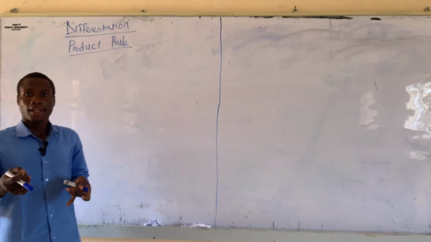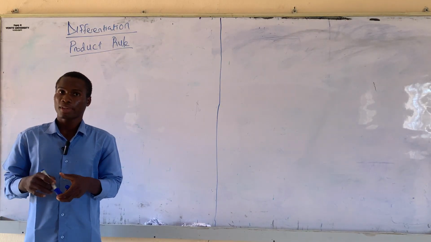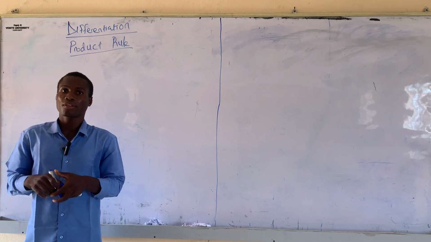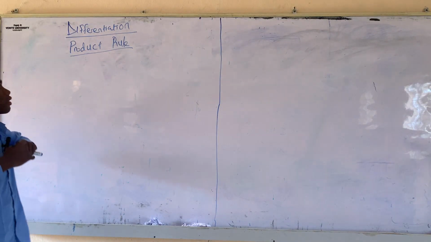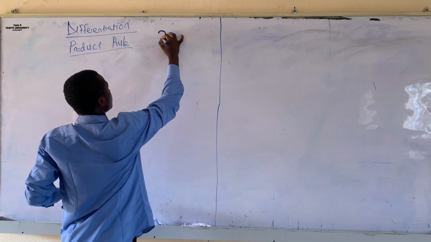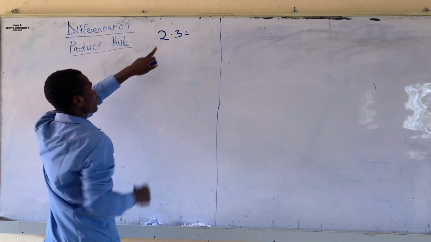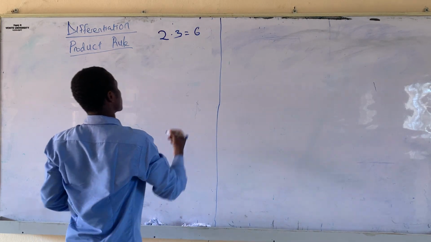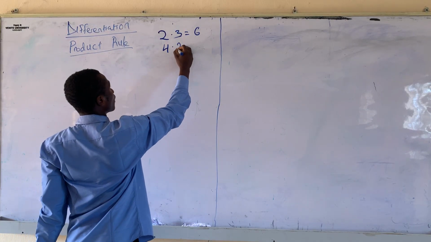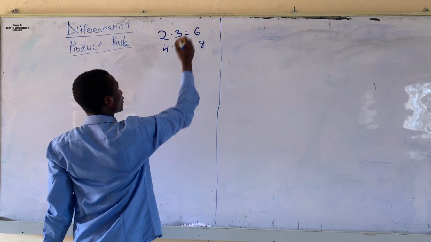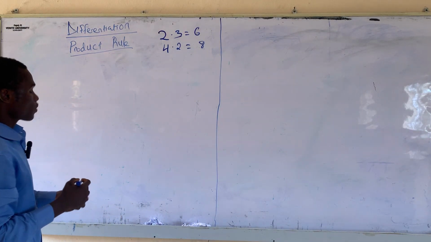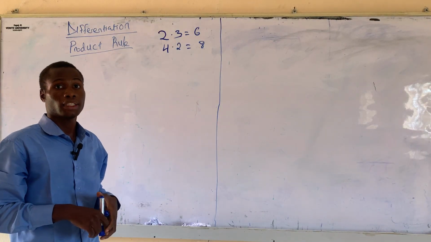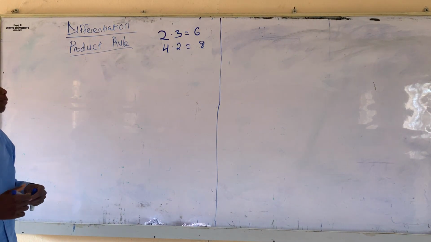Product rule is applied when two functions are multiplied. That is, when two terms are multiplied, then think of product rule. For instance, let's say 2 and 3. The product of 2 and 3 is 6. And then the product of 4 and 2 is 8. So when two terms or functions are multiplied, then product rule is applied.